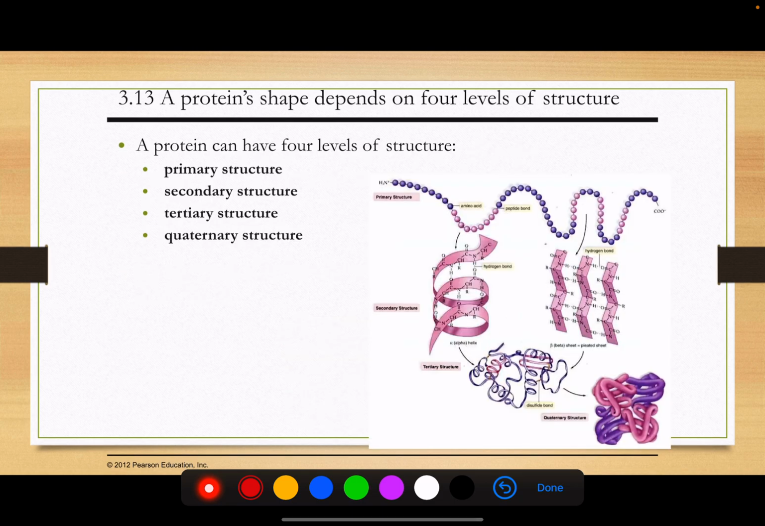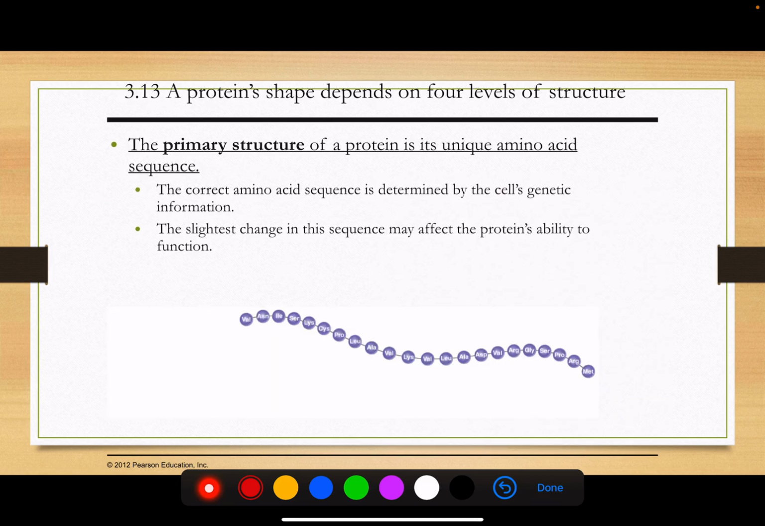Now we're going to talk about the 4 levels of structure: primary, secondary, tertiary, and quaternary. We can see all of them in this whole picture here, but I'm going to go through and talk about each of those particular levels. So the first level is the primary. The primary is the order in which the amino acids are assembled. So how are we putting those 20 amino acids together?